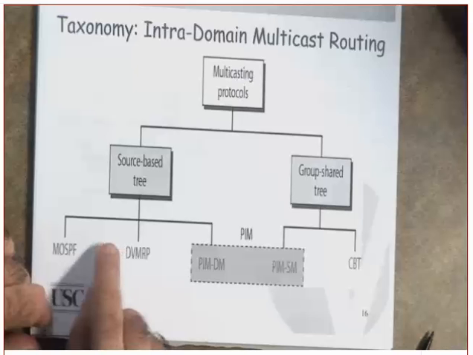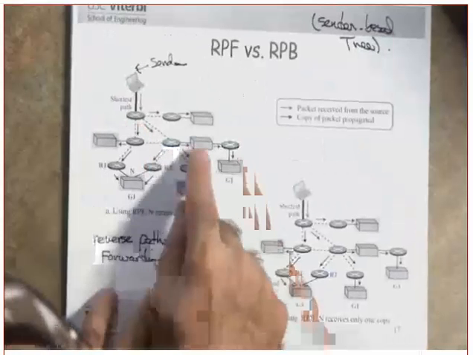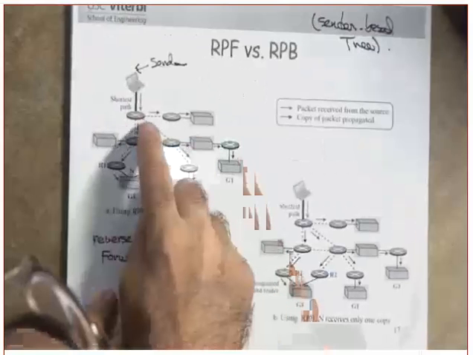Reverse path multicasting is based on flood and prune. What does flood and prune mean? For the first few packets, you are going to flood the network with it, to flood all the routers with it.